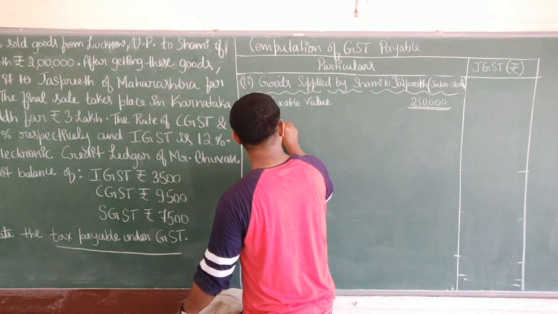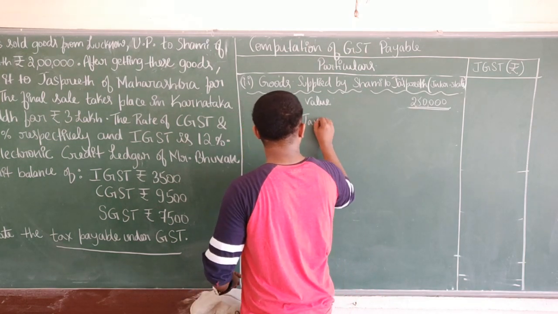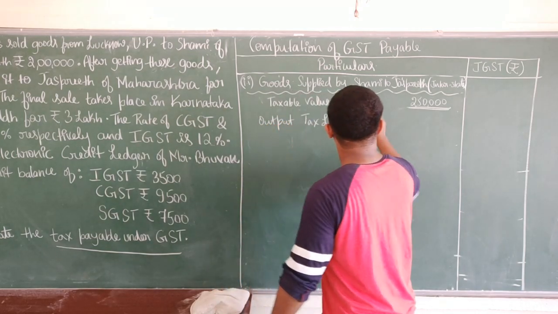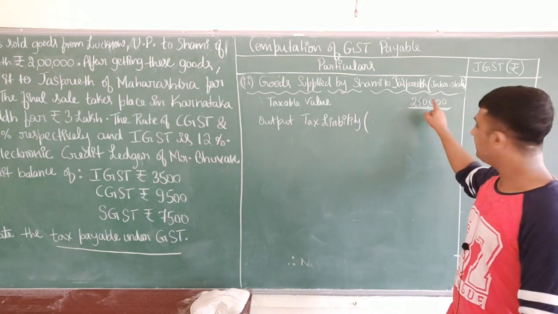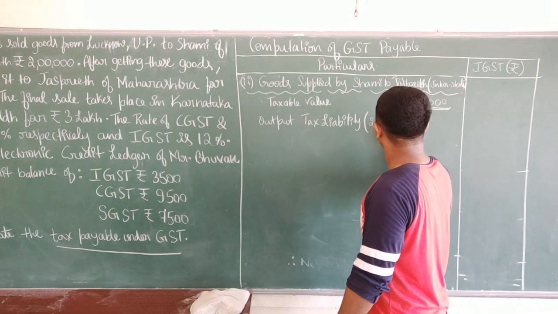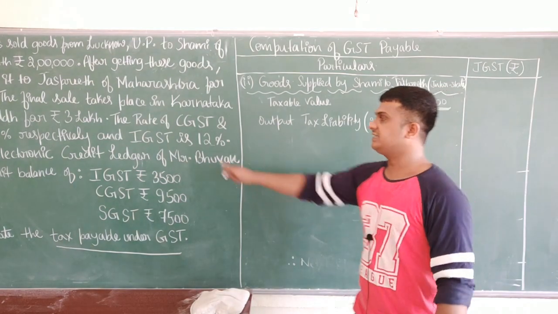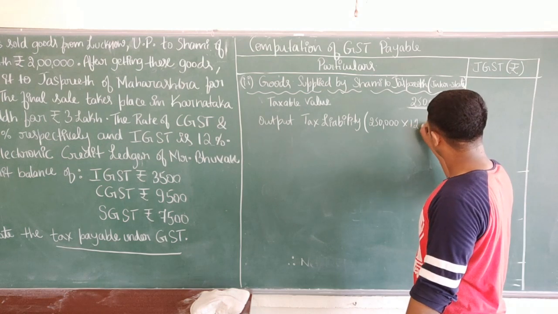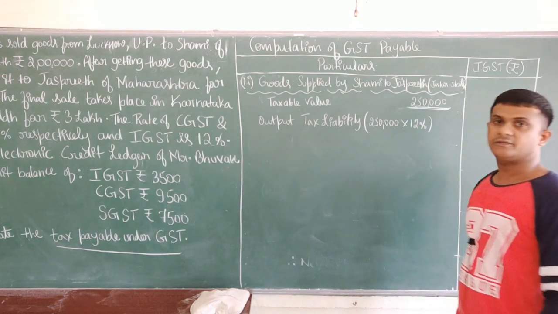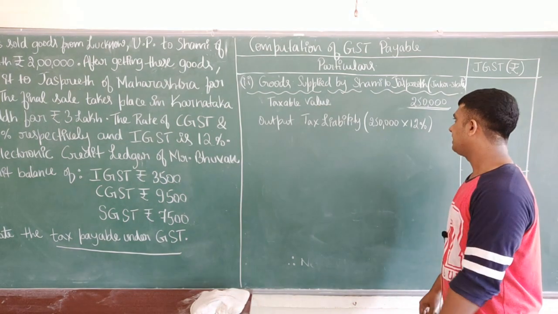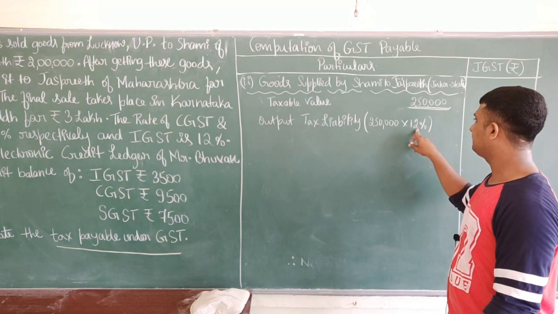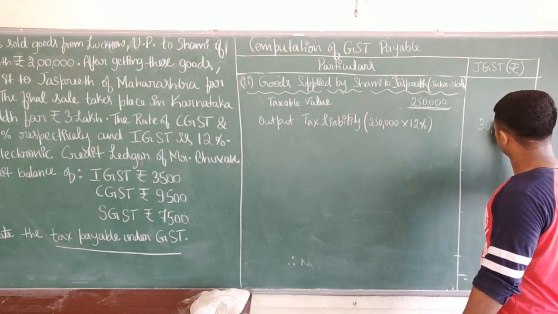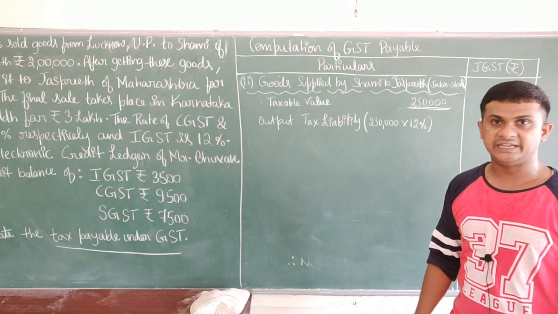Output tax liability of Shami. The value of taxable supply is 2,50,000. On that IGST is 12%, since the same goods are getting supplied to different individuals. So 2,50,000 into 12%: 25 into 12 is 300, that means it is 30,000. So Shami's output tax liability is 30,000.